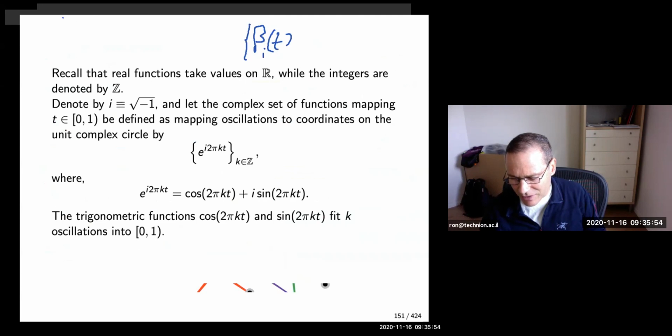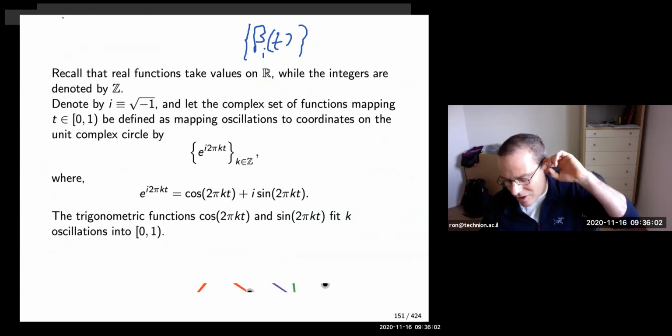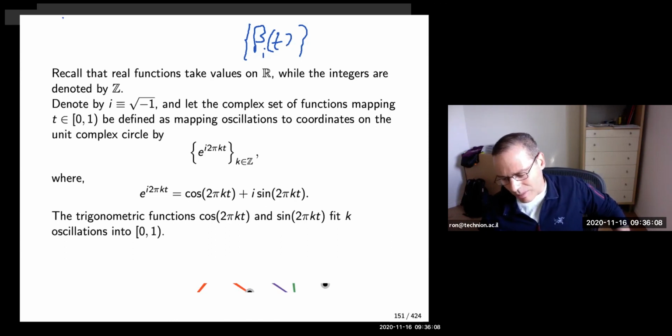And this beta i's of t would be nothing but the harmonics. But before we get into the harmonics, let me just remind you, or actually teach you, those of you from computer science who didn't see complex numbers before, what is a complex number? Those of you who remember that from high school, you're in good shape.